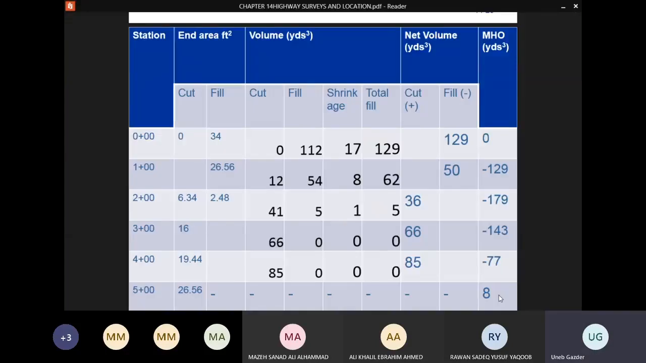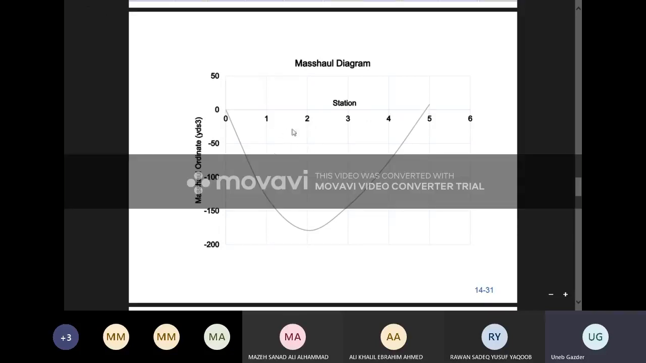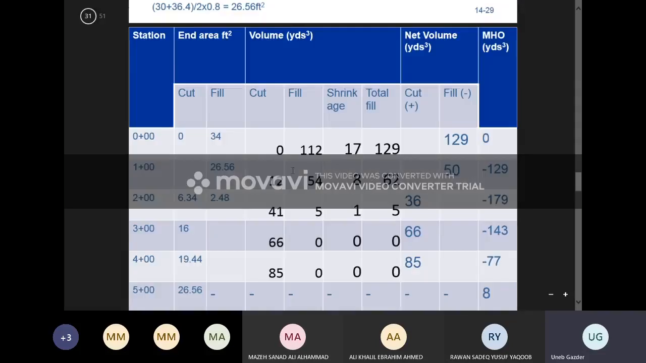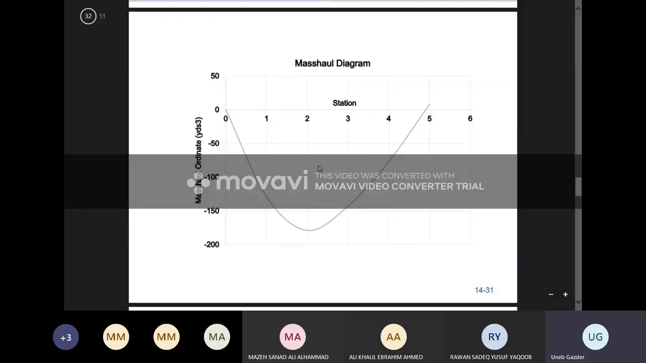Great. Okay. So now I come to the mass haul diagram. On the x-axis, I will plot the stations. Okay, starting with station 0, then 1, 2, 3, 4, 5. Okay. And on the y-axis, I will plot the last column, which I just calculated, net cumulative quantity, this quantity. Okay. So the first number is 0, then these are negative numbers, then in the end it goes to positive. So you can see here, same thing is happening with the diagram. Starts with 0, negative, negative, and the last number is positive. So this is the positive number here. Okay.